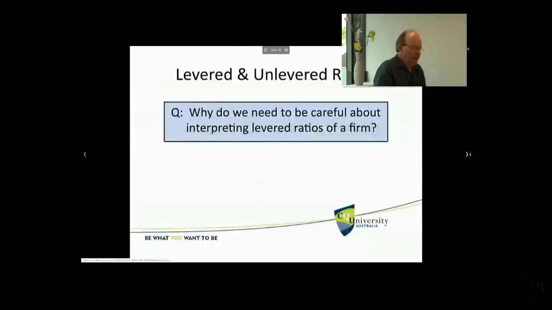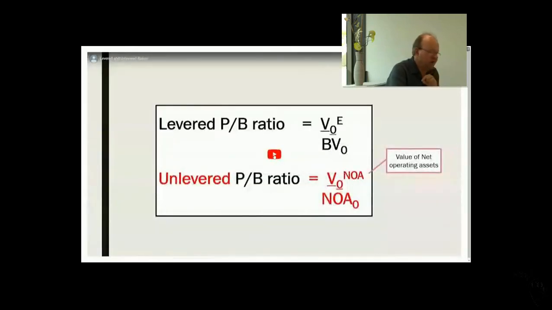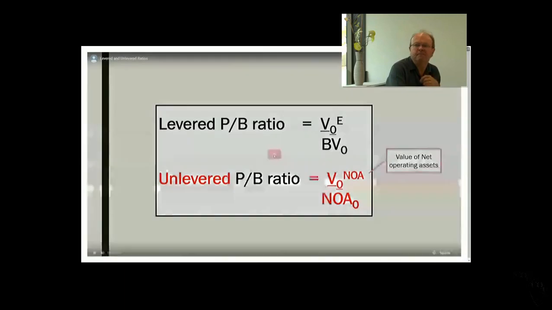That's a good attitude. So we've looked at the cost of capital and some of the issues around forecasting our firm, which includes forecasting the cost of capital. And then we're going to spend a little bit of time looking at levered and unlevered ratios. And we're going to look broadly at the question, why do we need to be careful about interpreting levered ratios of a firm? Now we'll have a look at a video on this. So the video on levered and unlevered ratios, we'll look at that first and then we'll discuss it.